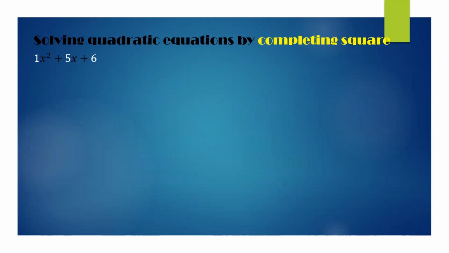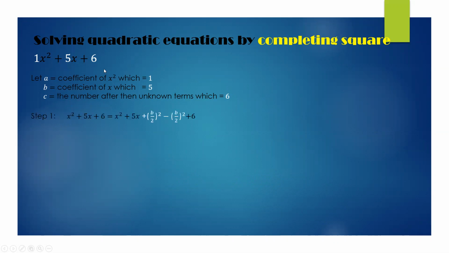Let's say I have an example here, x squared plus 5x plus 6. I purposely put 1 here because I want to show you the coefficient of x squared is actually equal to 1. So if there is nothing here, that means it's equal to 1. Don't be confused. I name it as a. So b will be the coefficient of x, which is 5 in this case, and c will be the number after these two unknowns, so in this case it will be 6. Let's do completing the square right now.